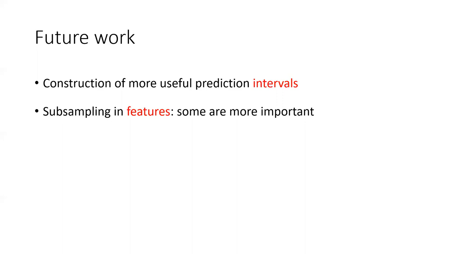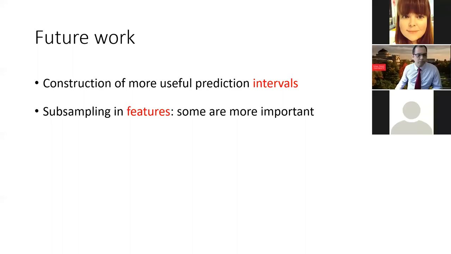And also we want to do subsampling in features. Basically, a naive guess is that we can do this in a similar way by selecting several features and calculating the Wasserstein distance to see which features are really important in terms of Wasserstein distance. Yeah, that's the idea for future work.